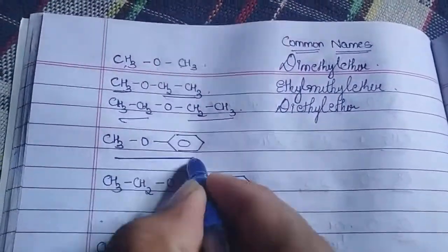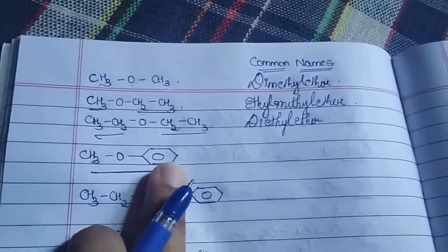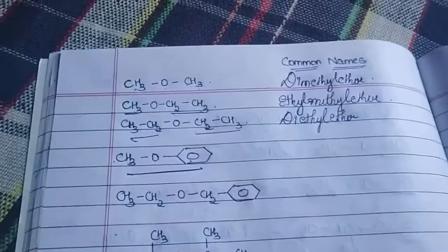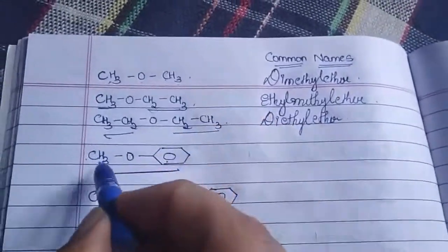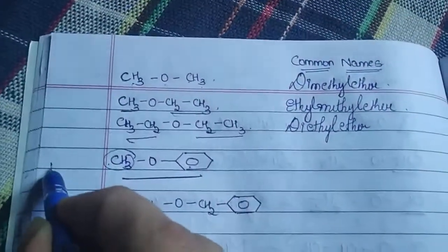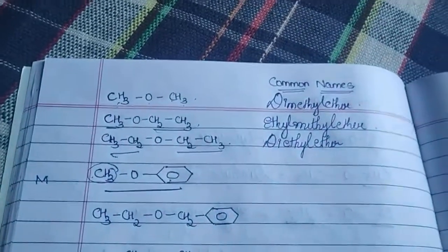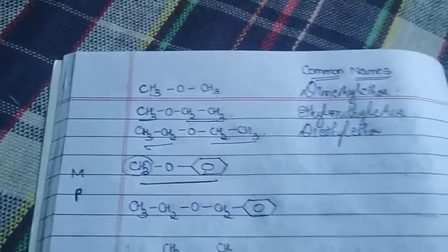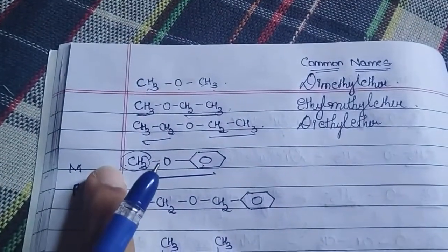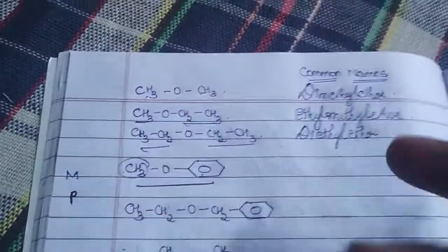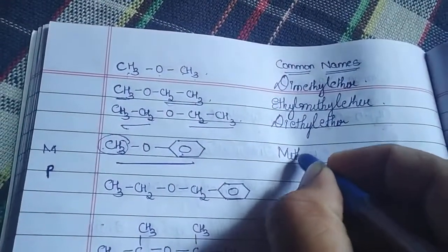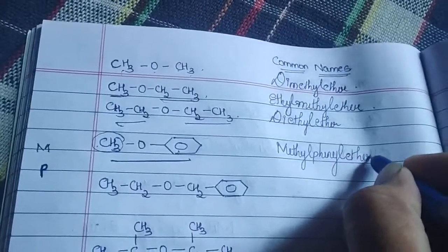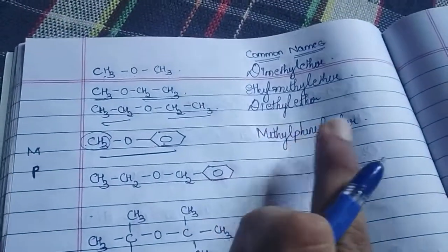But see this part, now this is also an unsymmetrical ether, where one R is not equal to the other R. So this is R, this is R dash. How will you say? This is called methyl, first letter M, whereas this is called phenyl. Which will come first? Methyl will come first, then phenyl, and then ether. So methyl phenyl ether. Yes or no? Methyl, phenyl, ether.